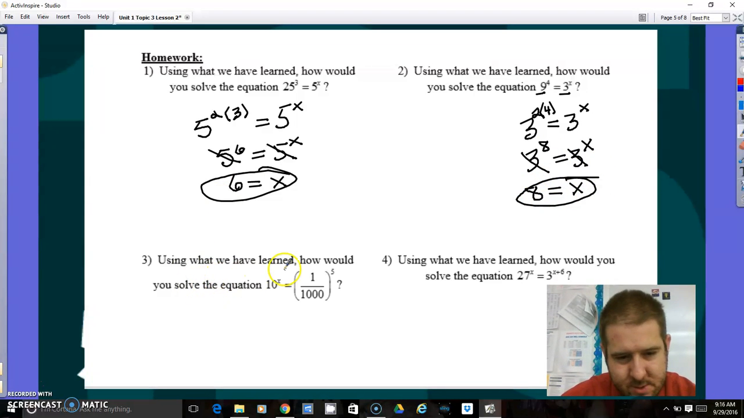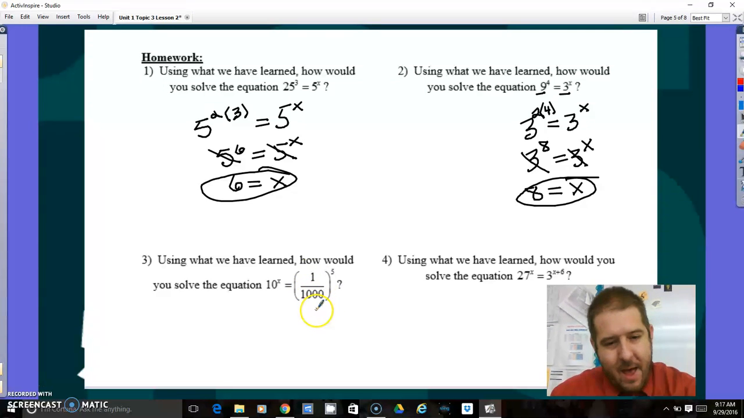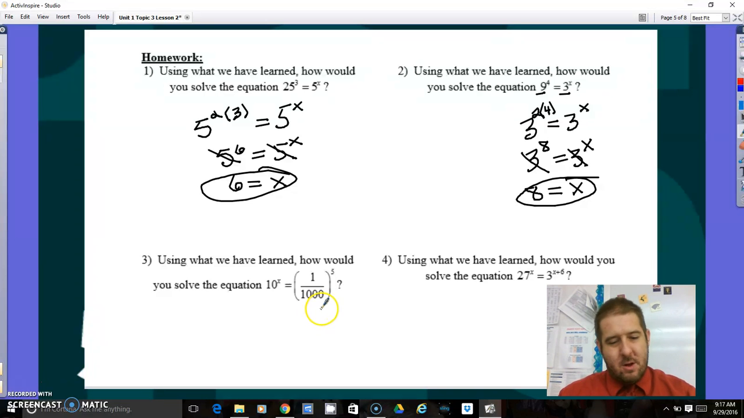All right, question number 3. Using what you have learned, how would you solve the following equation? 10 to the x is equal to 1 over 1,000 to the 5th power. So we've got different bases again. We've got 1/1,000th. So I'm going to use my negative exponent rule of my laws of exponents in order to convert 1/1,000th to using base 10. Well, 1/10 would be 10 to the negative first. 1/100th would be 10 to the negative second. 1/1,000th would be 10 to the negative third.